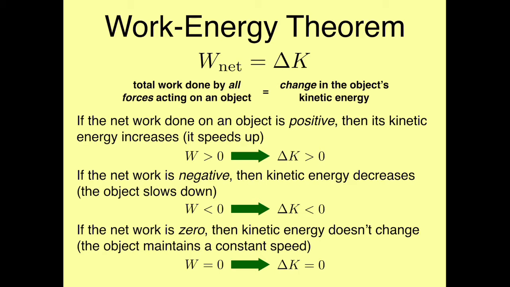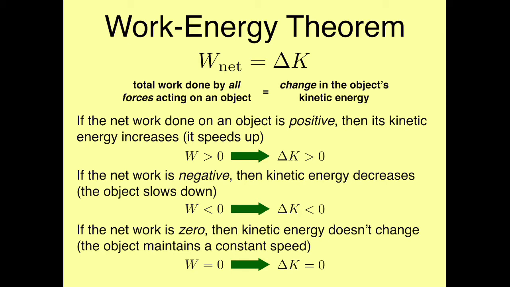Okay, so let's look at a couple different cases that might arise. If the net work done on an object is positive, then that means its kinetic energy is increasing. So it's speeding up. In other words, positive work automatically gives you a positive kinetic energy change, meaning we're speeding up. And that should make sense because if you remember, work is positive whenever the force is going with the motion. So if you apply a force that's going with the motion of an object, you expect it to speed up.